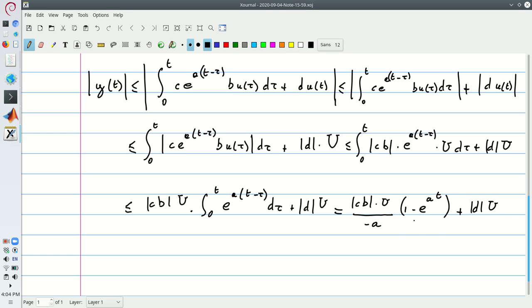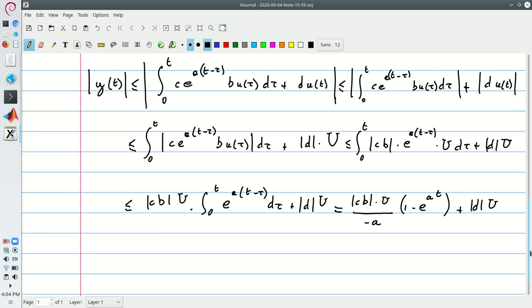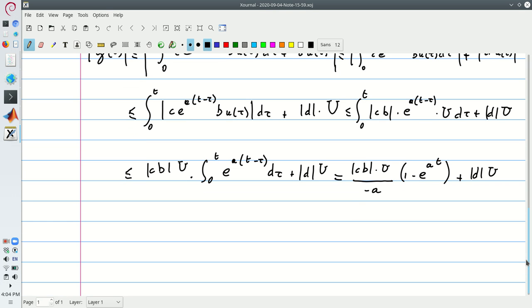So now the question becomes, under what conditions do we have that this quantity here is bounded?